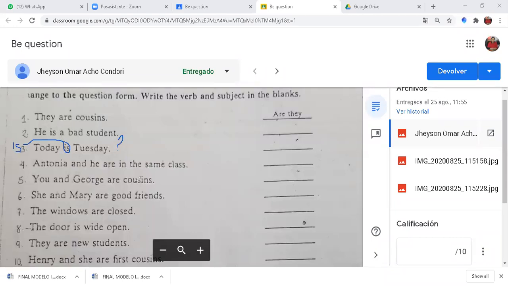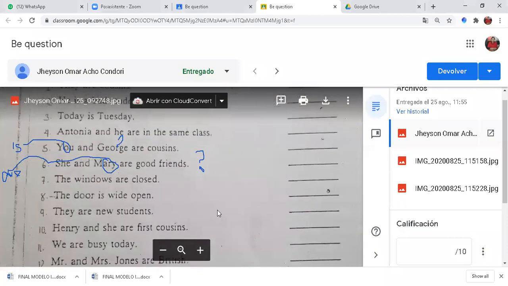Number four. Are Antonia and he in the same class? Yes. Number five. Are you and George cousins? Yes. Next. Are she and Mary good friends? Yes. Seven. Are the windows closed? Closed. Next.